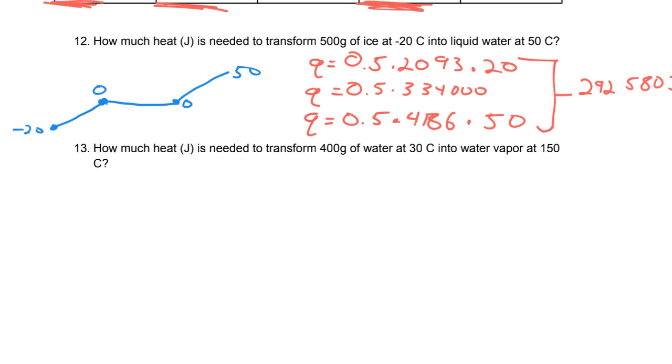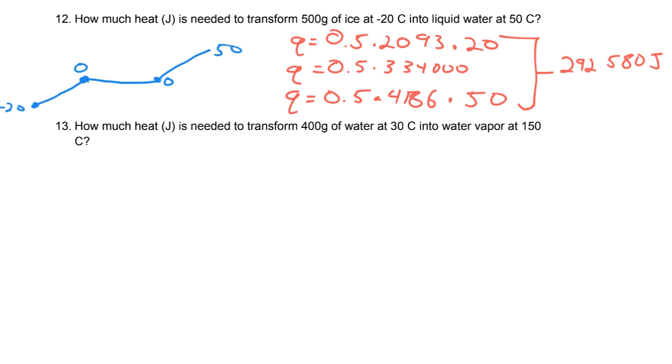All right, number 13 is similar, but we're going from liquid water now to vapor. So let's just draw a quick little curve here. So it's 30 degrees. It's going to end at 150 degrees. You have to know that water boils at 100 degrees. So 100 will be our stopping point in here on our way up to 150. And let's write out our three sections.